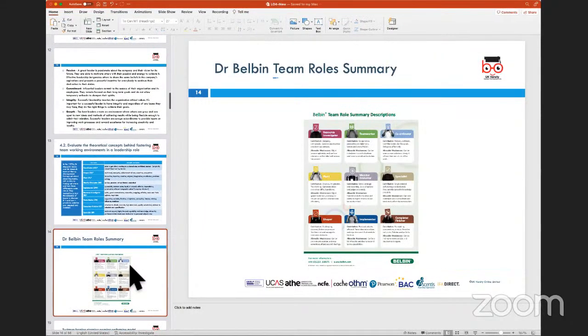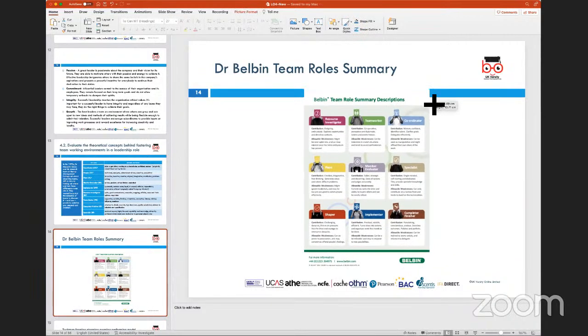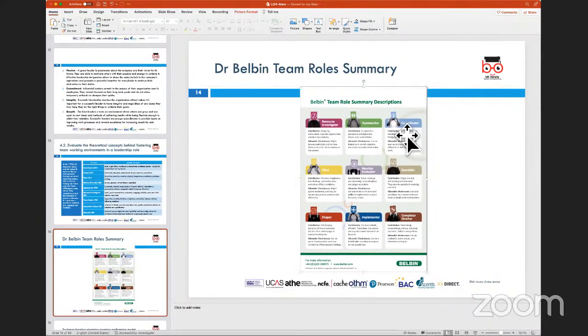But essentially, this experiment, which was conducted by Dr. Meredith Belbin and his team over a period of 9 years, came up with 9 different types of roles that people can take up when they are put together in teams to work on certain tasks and objectives which have been set. These roles were categorized by Dr. Belbin into 3 different categories.